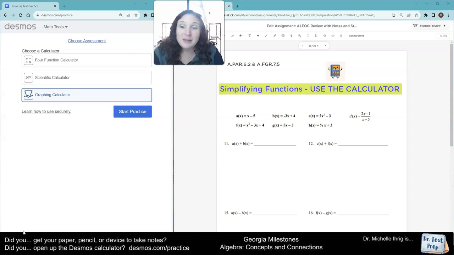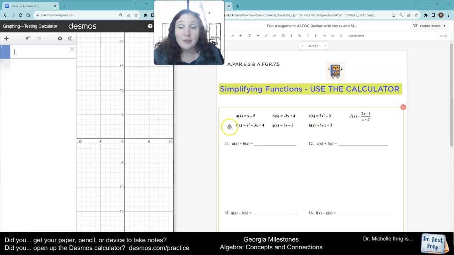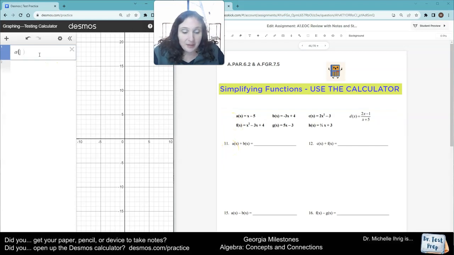The reason why I put this up here is I just want you to get in the habit of typing functions into the calculator. So anytime we see functions, we're going to always use the graphing calculator, and then we literally type it in just as it's written. Number 11 says a of x plus b of x. So I'm going to first type in my a of x function. So a of x equals x minus 5. B of x equals negative 3x plus 4.